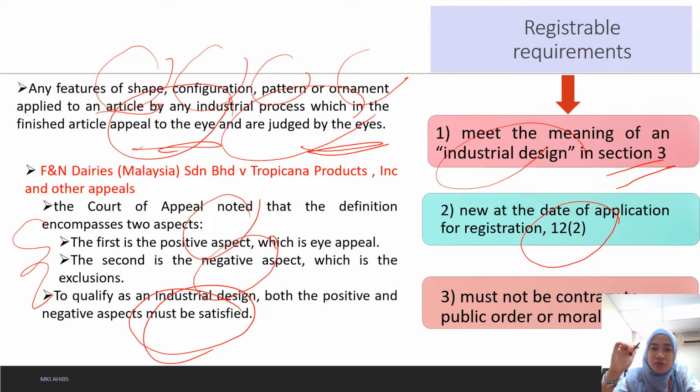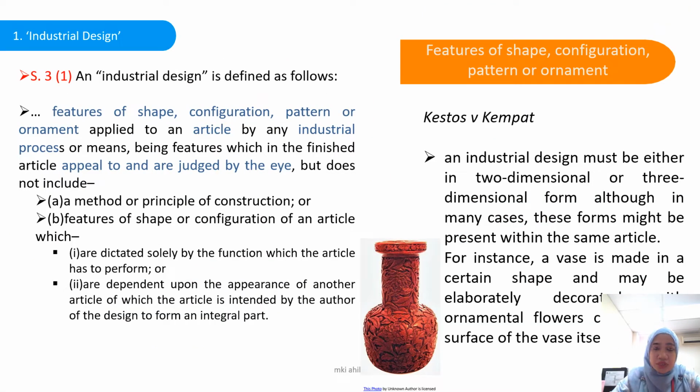So the requirement, all these three requirements must be met in order for that particular work to be protected under ID. Meet the definitions of ID. Second, it must be new, and third, it must not be contrary to public order or morality. If one of these requirement is not satisfied, then that particular article cannot be protected under ID. Okay, first, let us take a look at the definitions of industrial design.